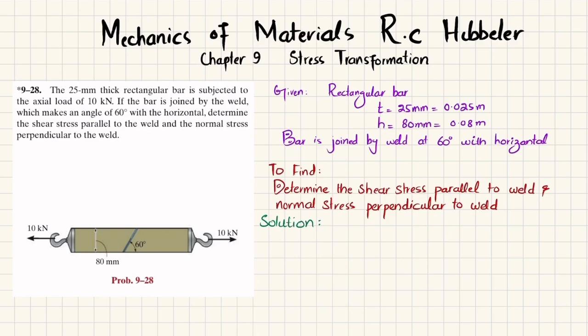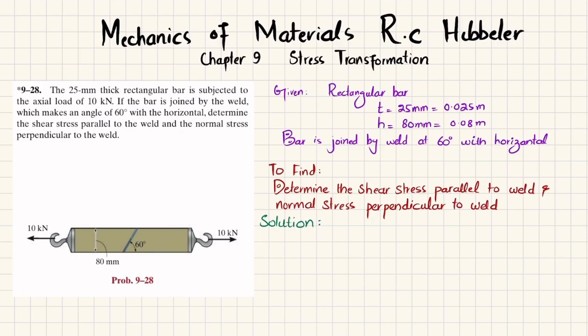So you can see this is a rectangular bar having height of 80 millimeter and thickness of 25 millimeter, and this bar is subjected to a 10 kilonewton axial load, and this bar is made by joining it using a weld which makes an angle of 60 degrees from the horizontal. So you have to find the shear stress along this weld and the normal stress that is perpendicular to this weld. So let's start with the solution.